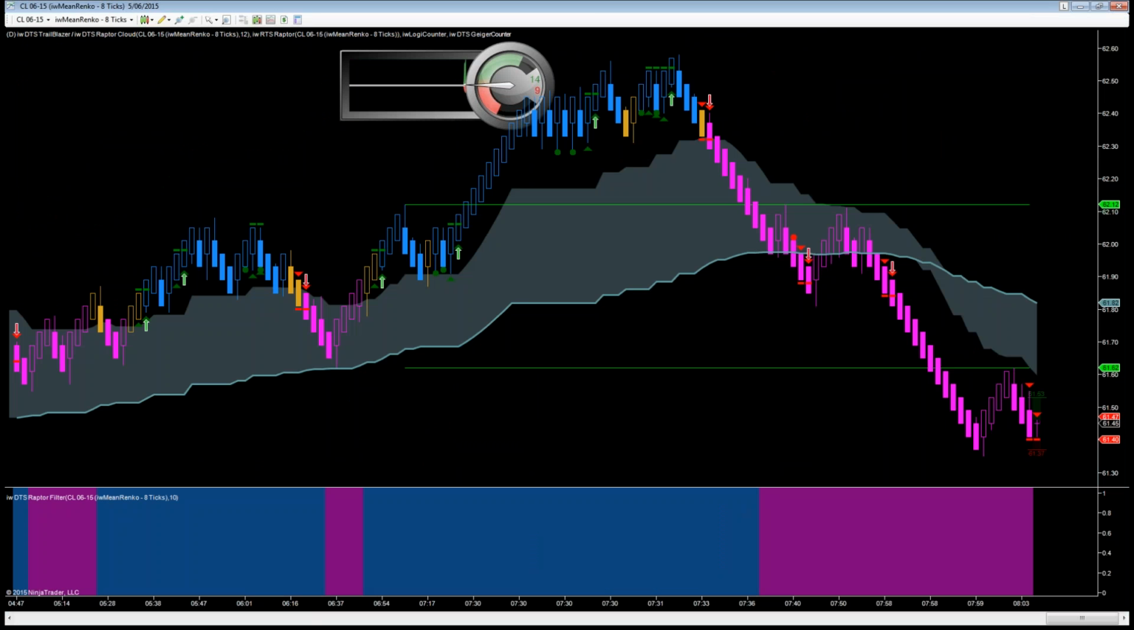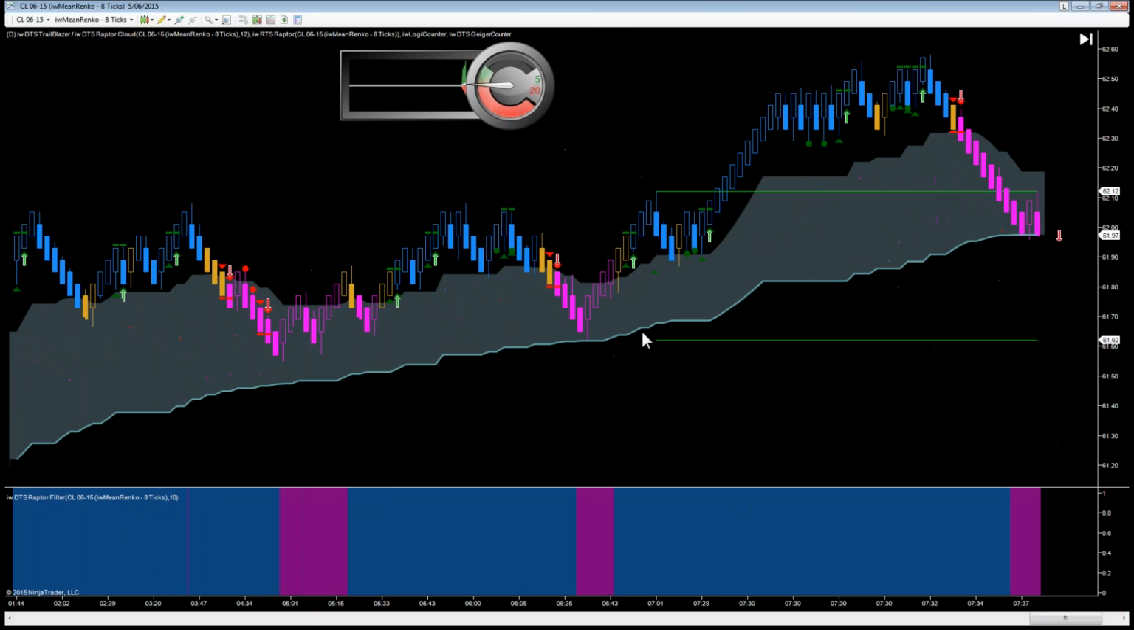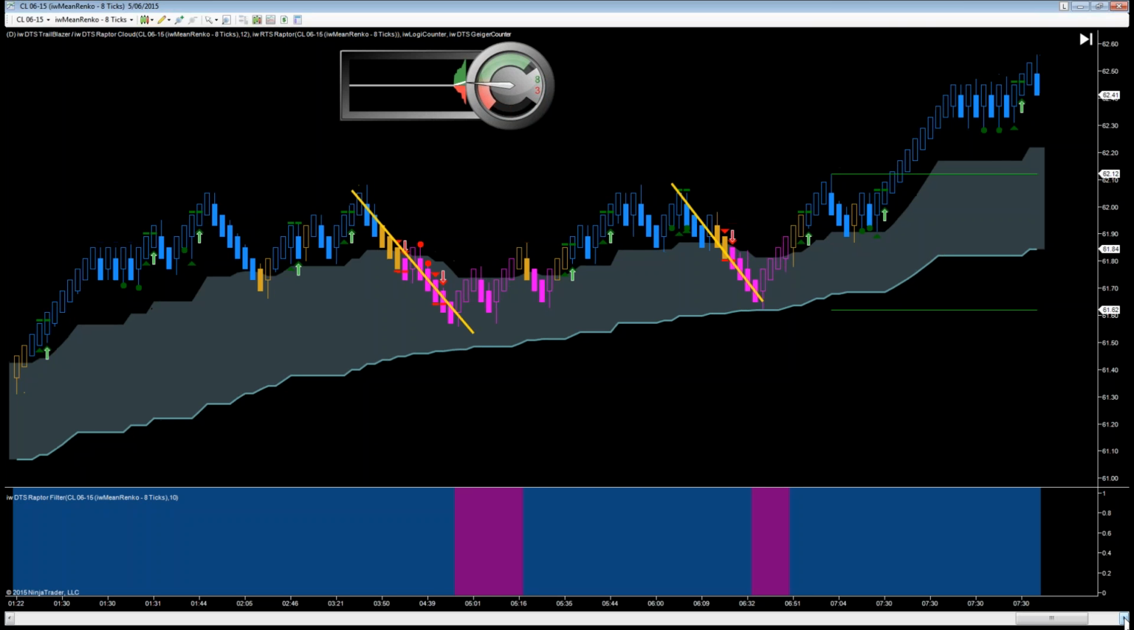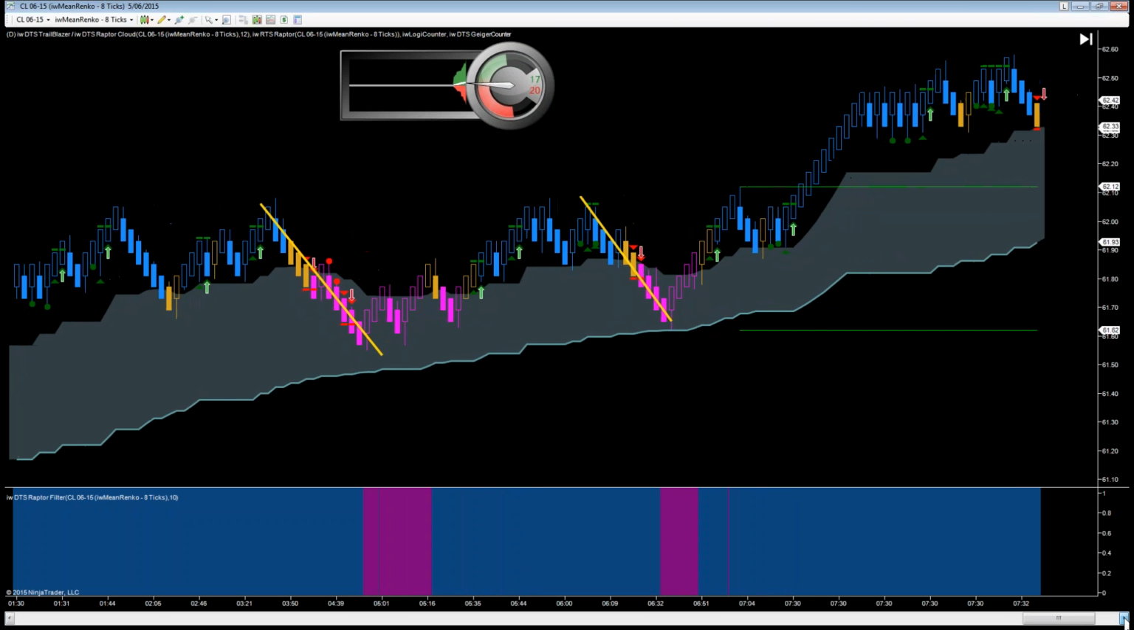All right, so here's crude oil on the Raptor. And crude oil opened at 6 a.m. So right about here is the open. One of the best signals on the Raptor is this double pullback. I really try to hold out for a double pullback. And then when the market comes out from this double pullback and generates a buy signal, that tends to be a high probability signal. So we had a nice little progression out of that.